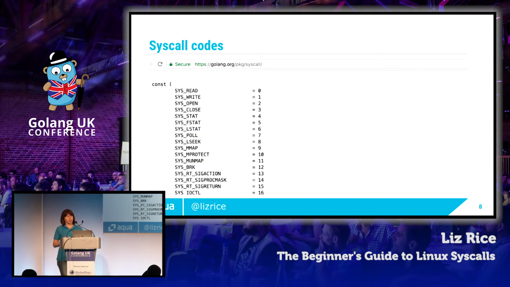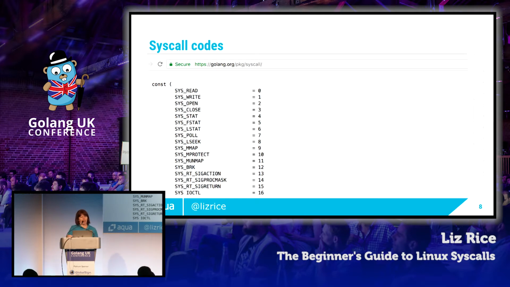So there are about 300, I think it's 303 system calls in Linux, and some of them are really esoteric and do some crazy things, and some of them you use all the time, like these first four: reading, writing, opening, closing. We can understand what those are doing.